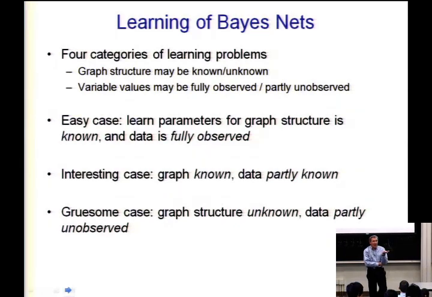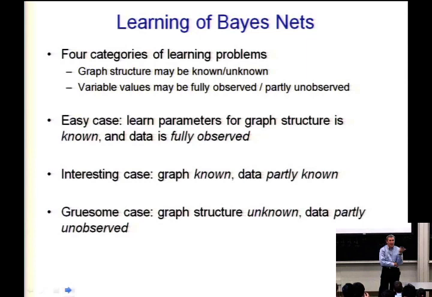But of course, we still have to learn those conditional probability tables, or some description of the conditional probability distributions associated with each node in terms of its immediate parents. We'll have to learn those, even if we know the graph structure.